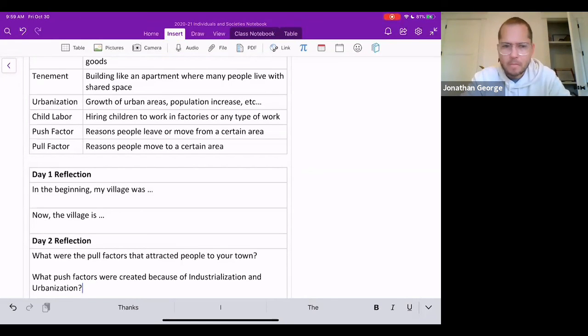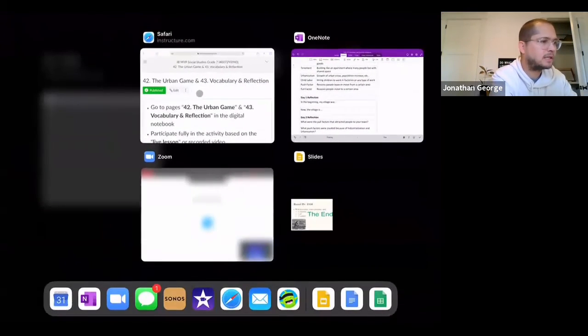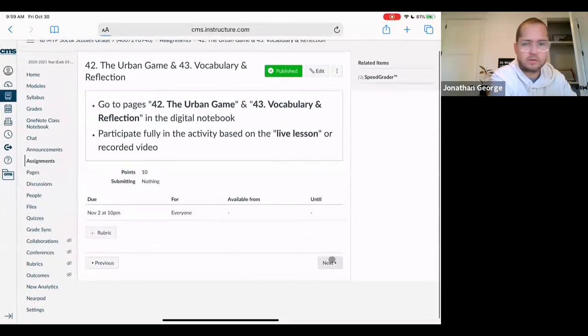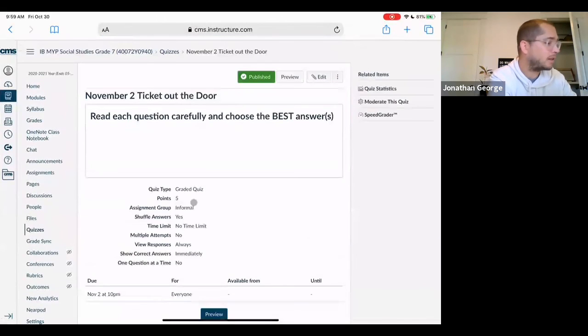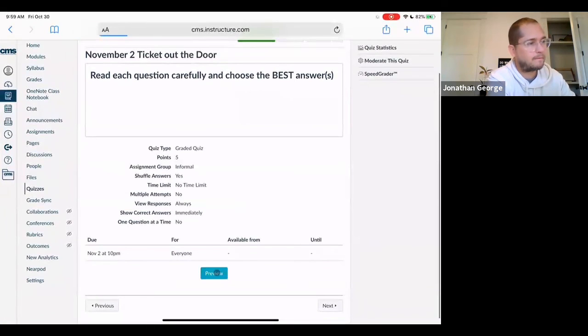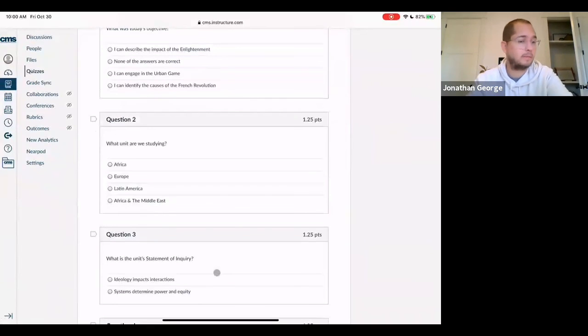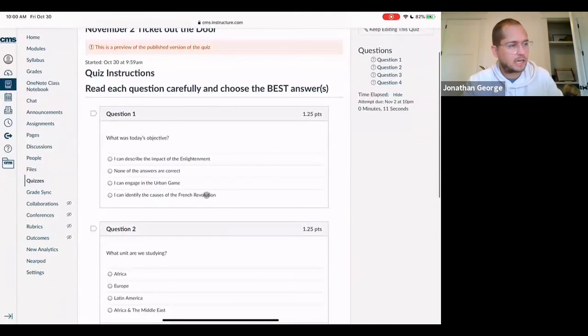Okay. All right. Go ahead, take it out the door, please. And then you need to make sure you do that with your asynchronous time if you didn't have time to finish. Y'all, please get 100% on this, please. Get 100%. Okay, straightforward. What was the objective?